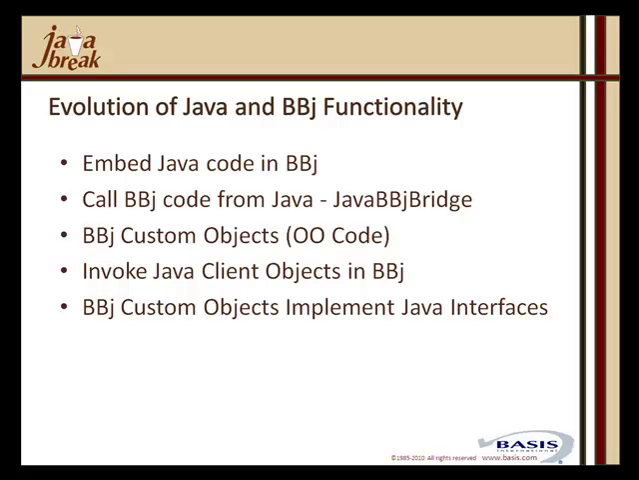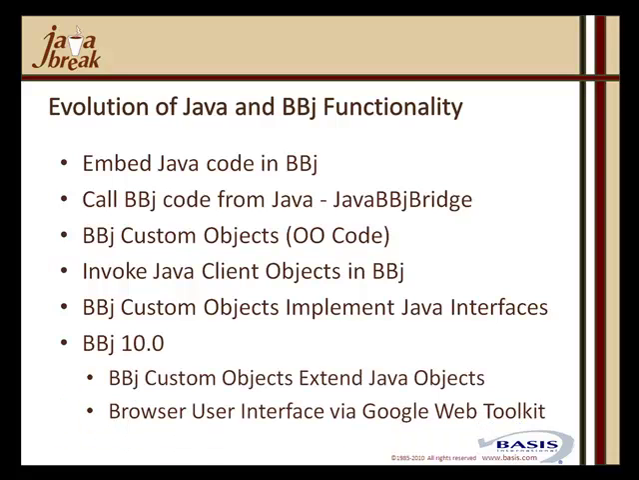In the current version, you have the ability to take that code that would have had to be written in the past in Java, and you can write it in BBj custom object code. Coming up in the next release of BBj, we're going to give you the ability to extend Java objects using BBj custom object code. And we'll also give you the ability to deliver your application in a browser user interface leveraging Google's Web Toolkit.